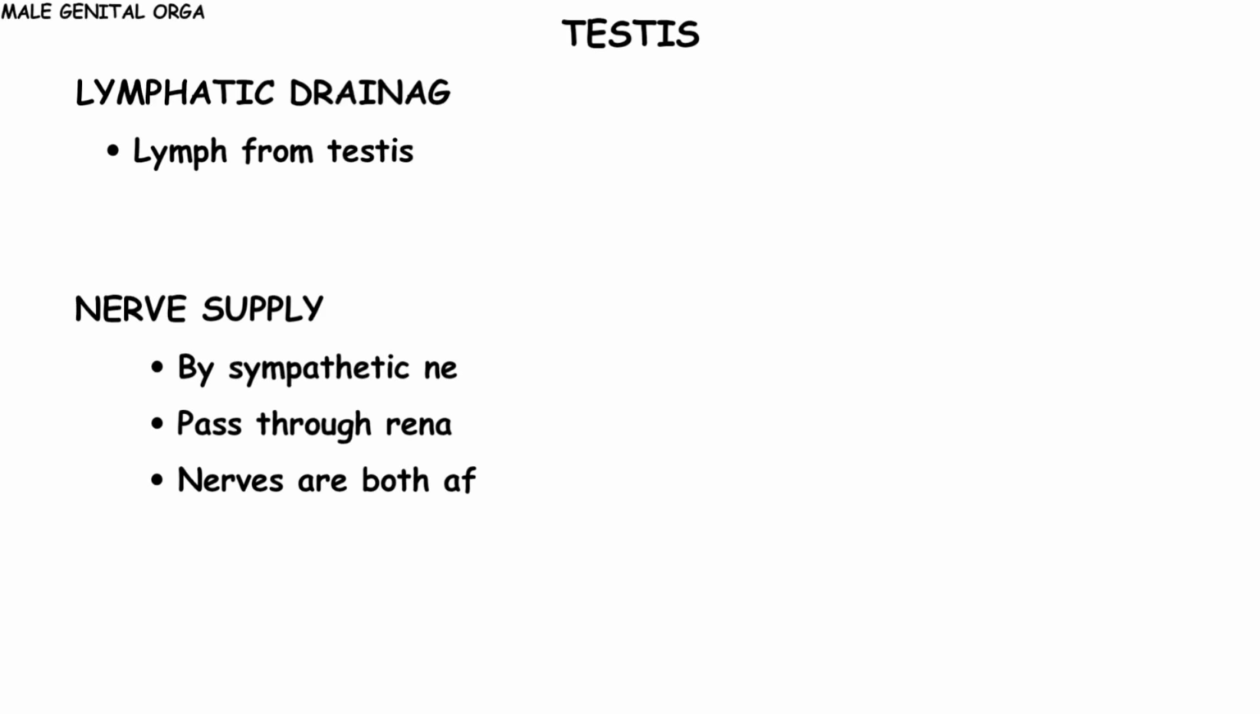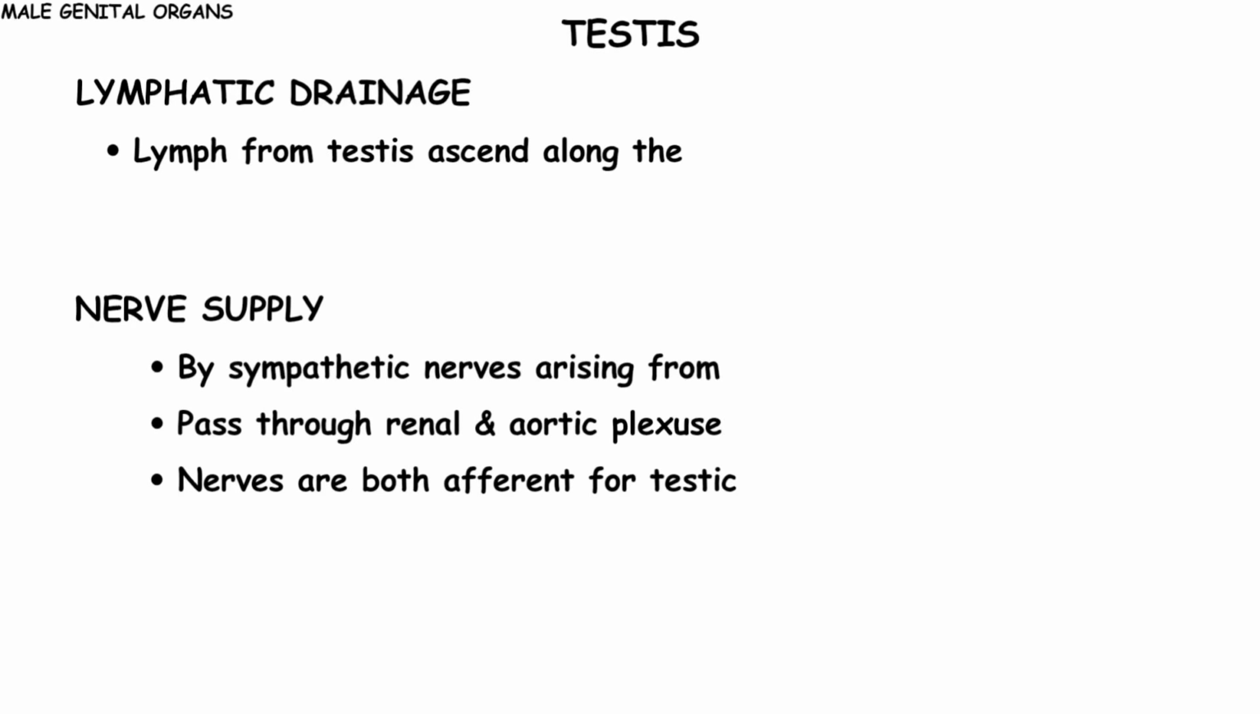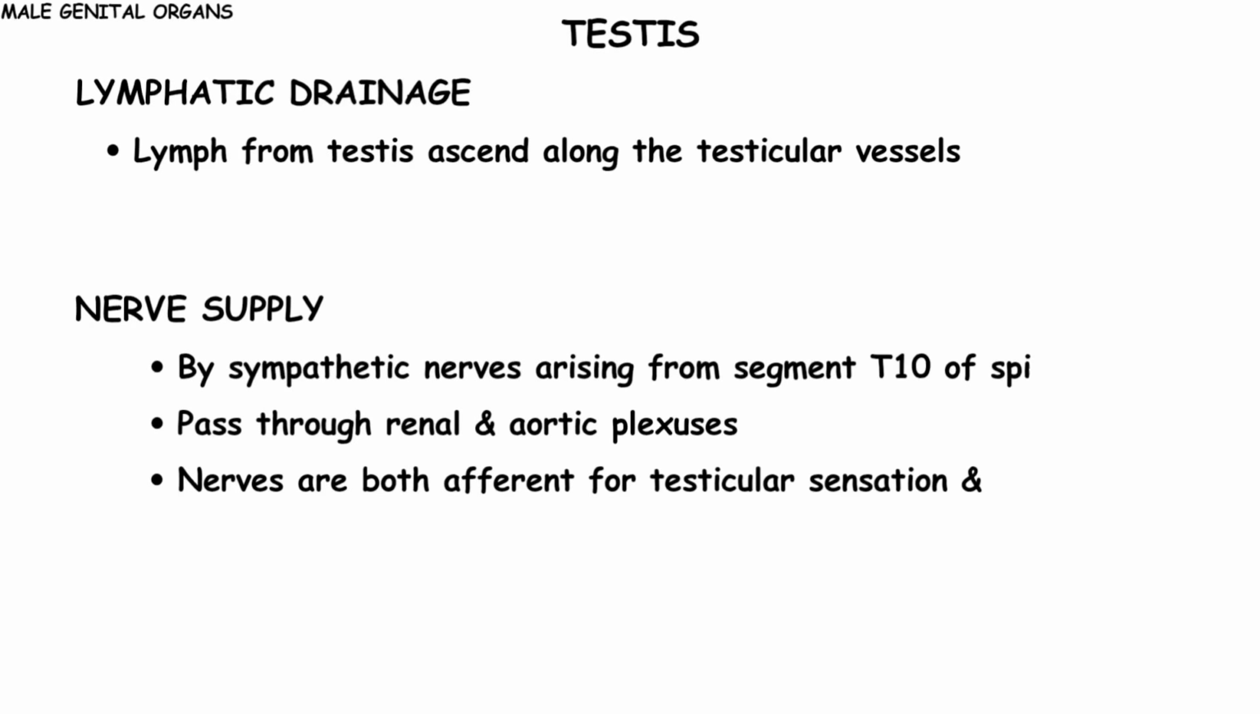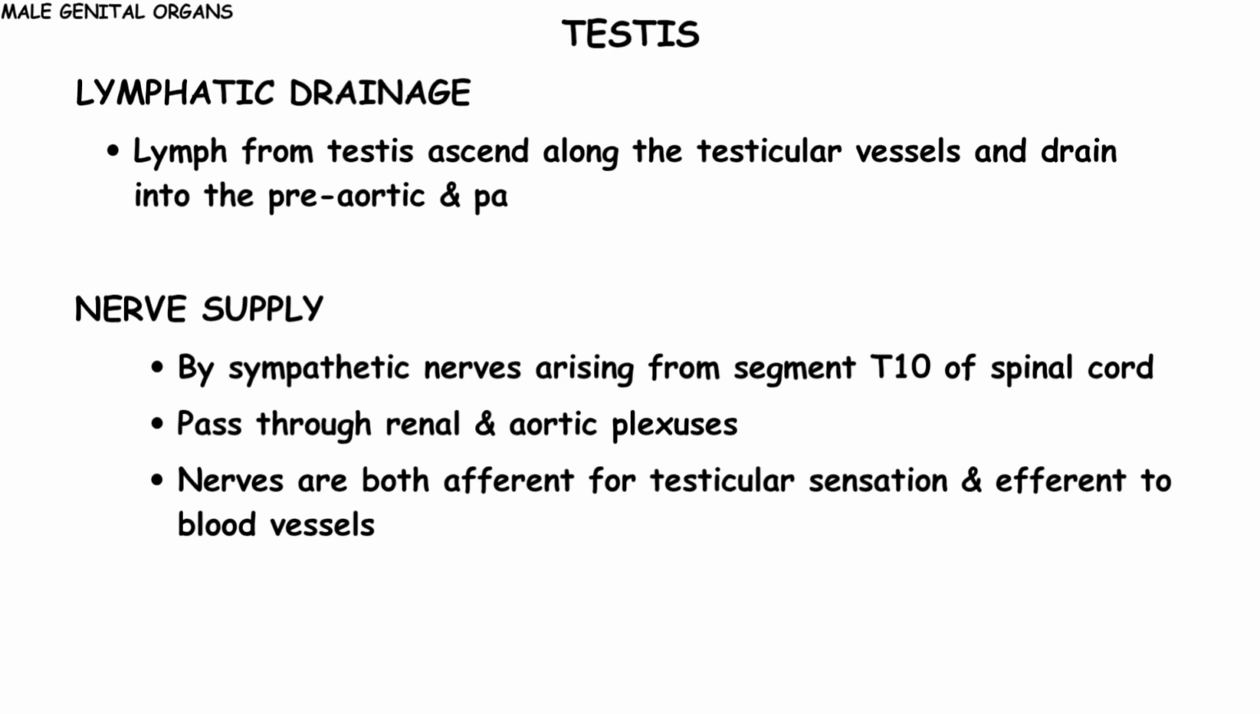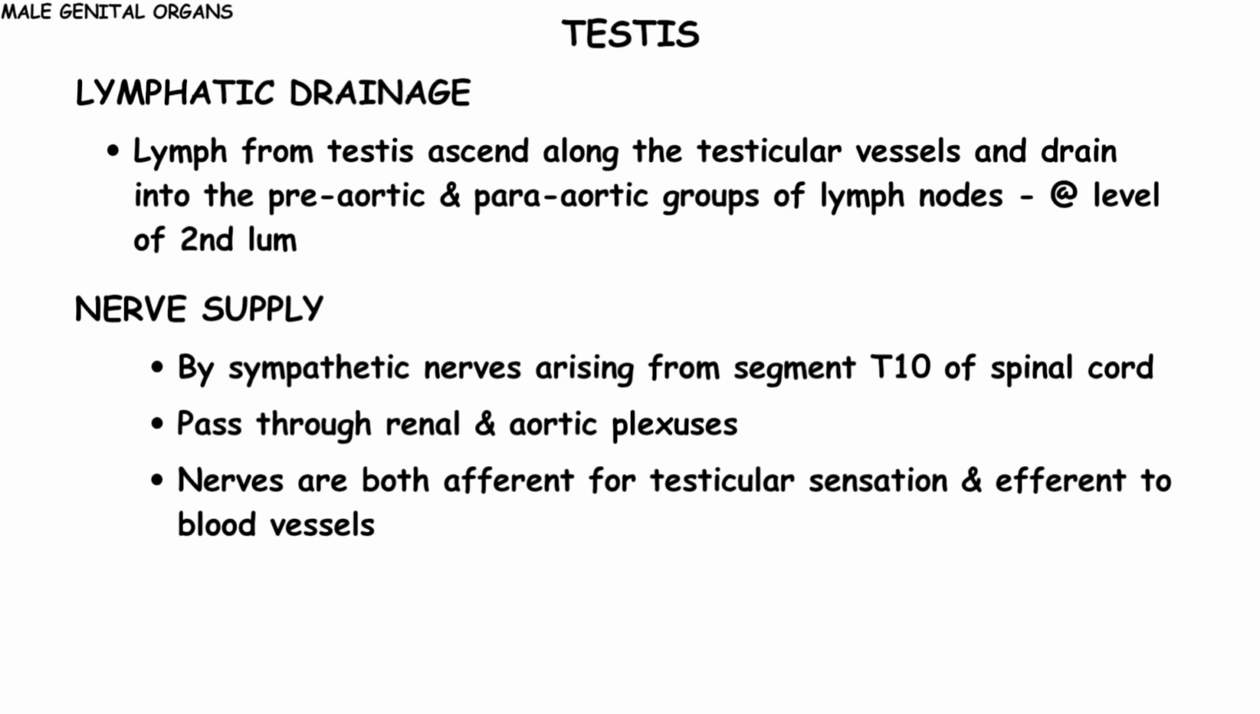Lymphatic drainage of the testis. Lymph from the testis ascends along the testicular vessels and drains into the pre-aortic and para-aortic groups of lymph nodes at the level of the second lumbar vertebra. Nerve supply of the testis. It is supplied by sympathetic nerves arising from segment T10 of the spinal cord, which pass through the renal and aortic plexus. Nerves are both afferent for testicular sensation and efferent to blood vessels.